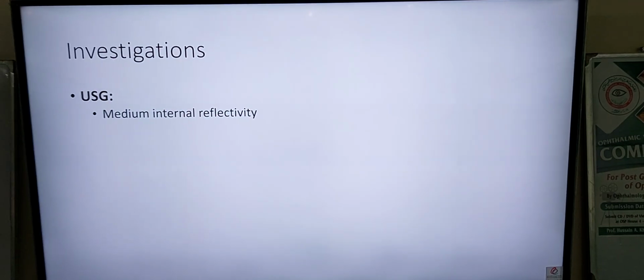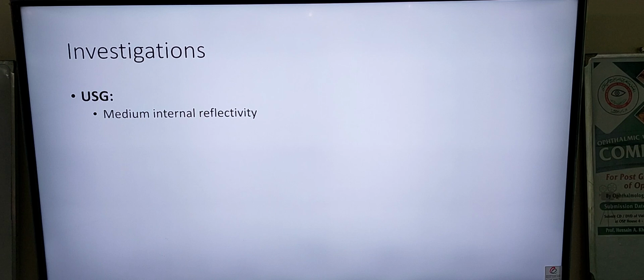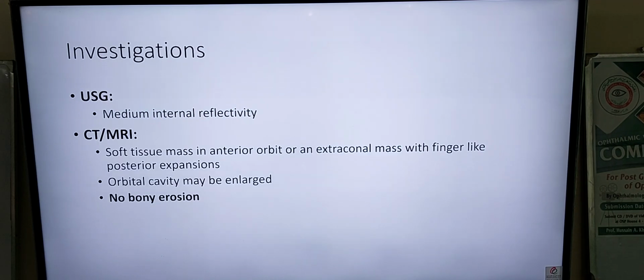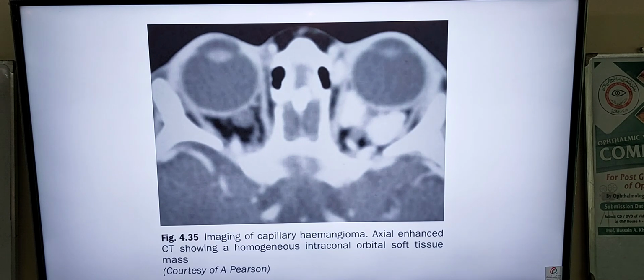Coming to the investigations, ultrasound may be helpful and may show internal reflectivity of medium level. CT and MRI are done. A soft tissue mass in anterior orbit or an extraconal mass with posterior expansions may be seen. Orbital cavity may be enlarged, but no bony erosion is usually found.